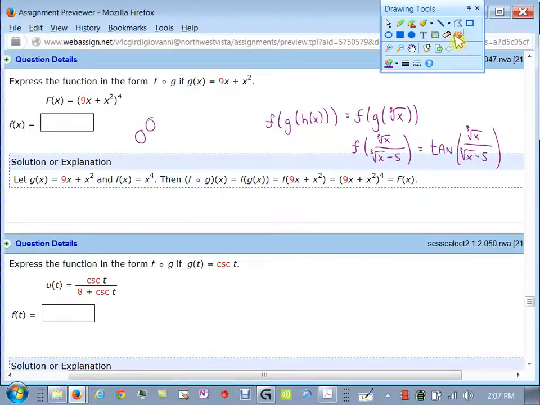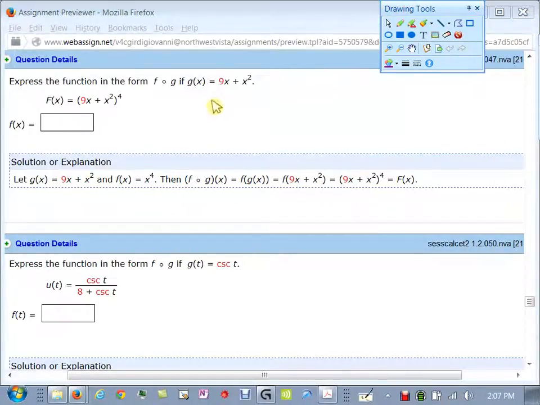Okay, next thing. Now what we're doing is working backwards. This is real important. Express the function in the form f of g of x. So the way we're going to do this is that we want this to be f with g plugged inside. We've got to figure out what capital F is. But we want to see this here, capital F, as being a function inside of a function.